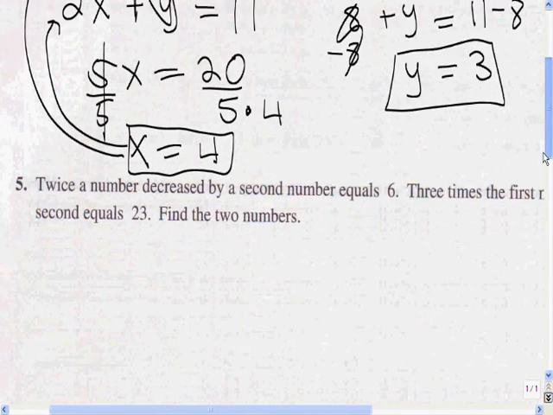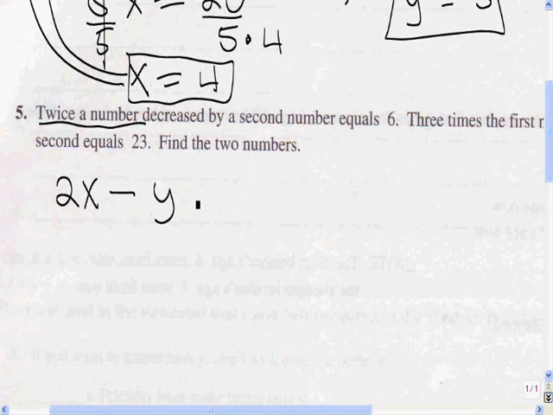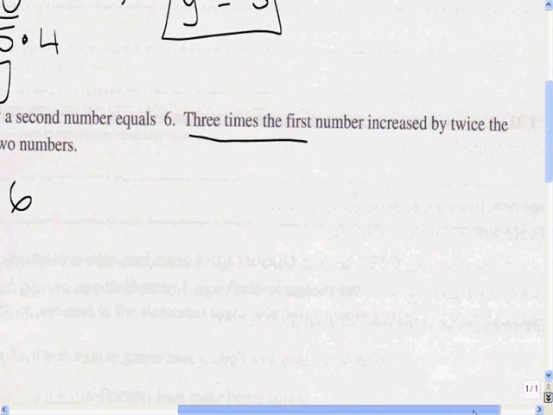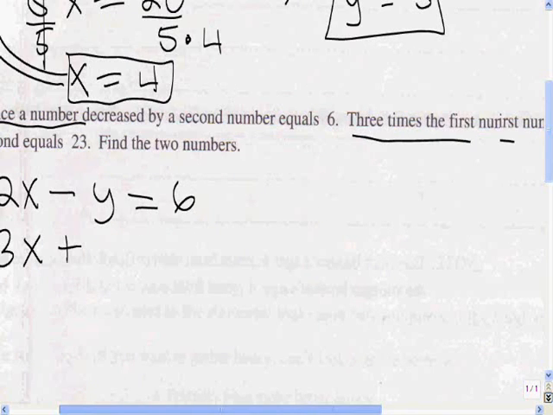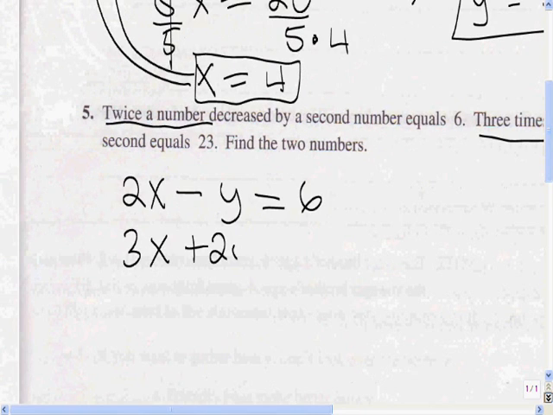So the next problem. Twice a number, okay, so 2 times a number, I don't know what the number is, so it's x, decreased, subtracted by a second number, y, equals 6. And then 3 times the first number, that's what I read here, right? 3 times the first number increased by twice the second number. So 3 times the first number, increase means plus, right? So increased by 2 times the second number equals 23.